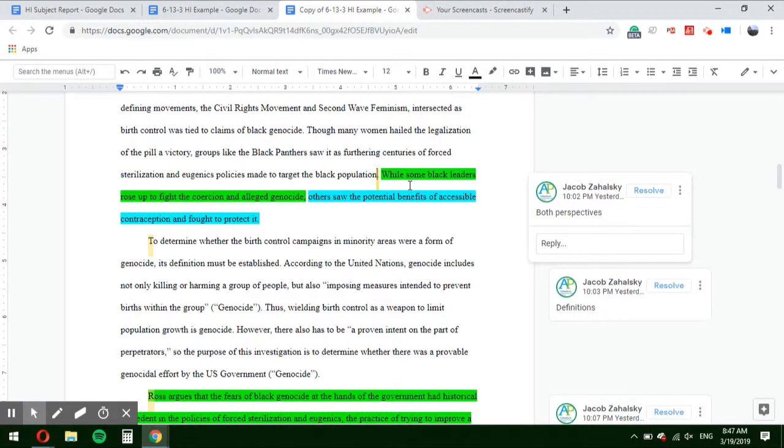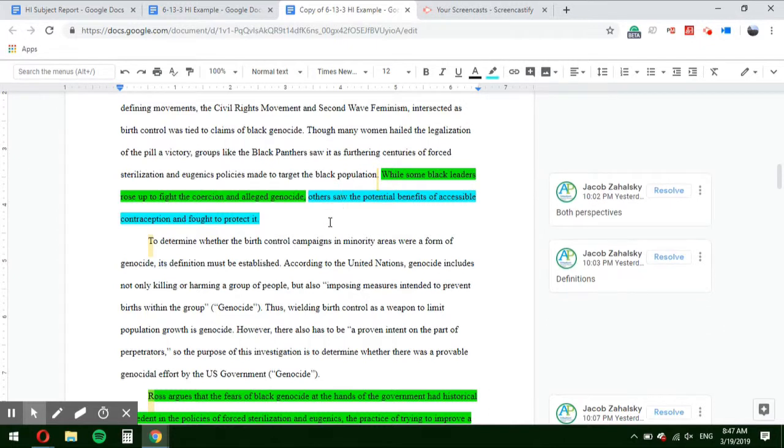The first perspective is basically that one side believed that there was a coercion and alleged genocide going on with this birth control, as the student has described earlier in the introduction, and the other side saw potential benefits of contraceptives and fought to protect it. So one side is arguing, yes, there was a genocide, and the other, no, there wasn't a genocide. There's two very clear perspectives that the student has done a really good job of laying out here.